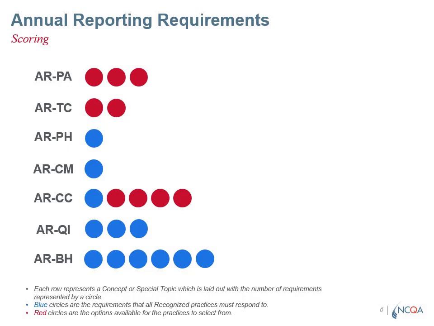Blue circles represent requirements that all recognized practices must respond to. The red circles show where practices can choose between options. For patient access and continuity, practices may choose one of the 3 options. For care coordination and care transitions, practices must respond to the first requirement, then choose another from the remaining 4 options. Again, practices must respond to all 6 concepts and the special topic.